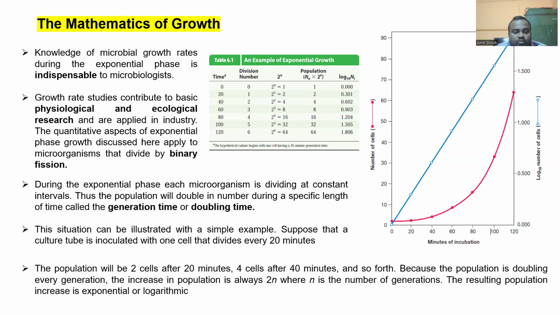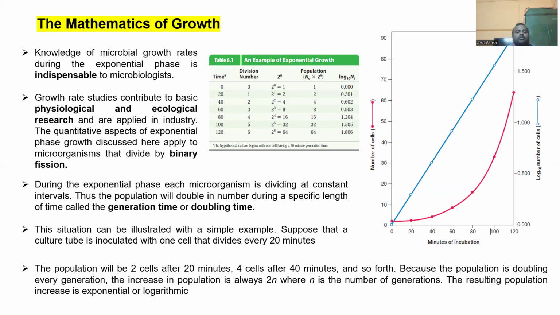Suppose that a culture tube is inoculated with 1 cell and that it will divide every 20 minutes. So how many cells will there be? At 0 minutes, the population will be 1. At 20 minutes, the population will be 2. At 40 minutes, 4. At 60 minutes, 8. At 80 minutes, 16. At 100 minutes, 32.